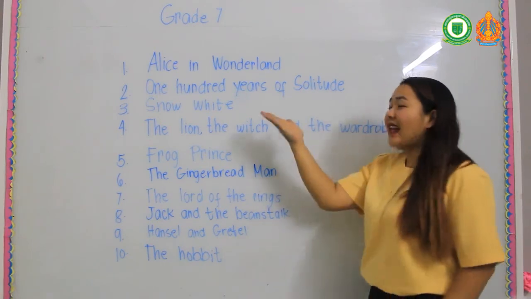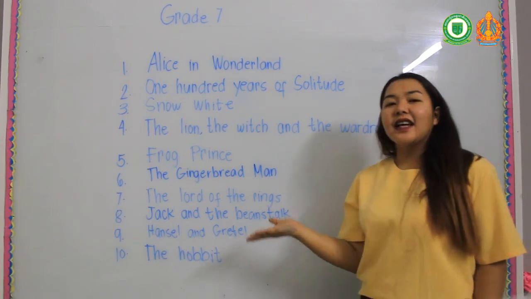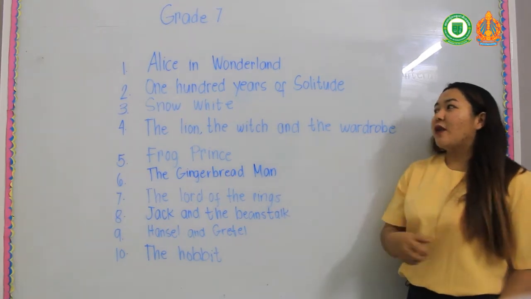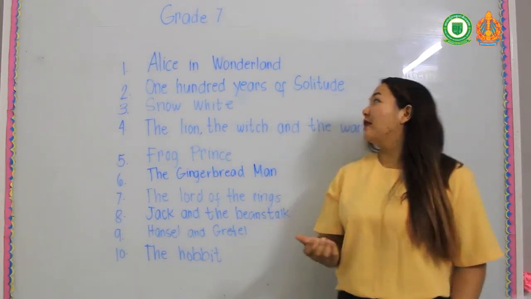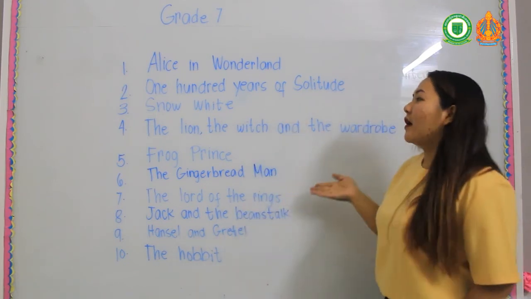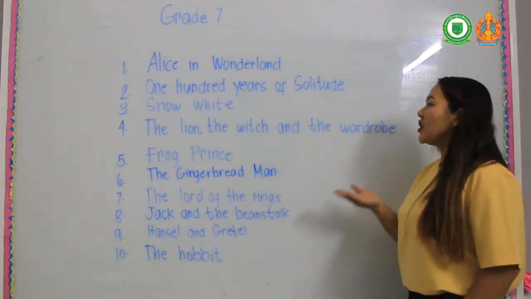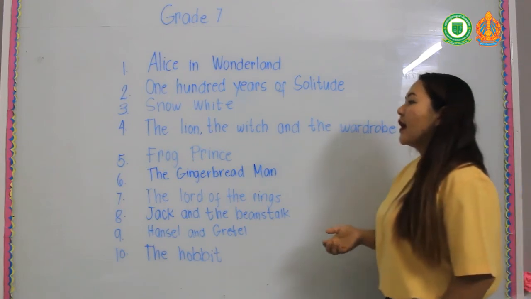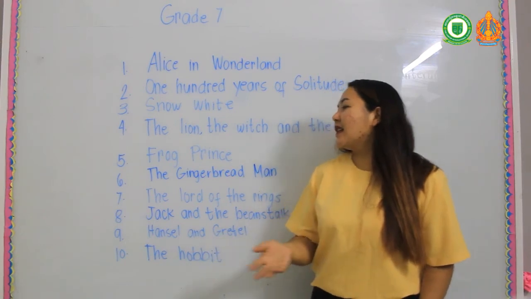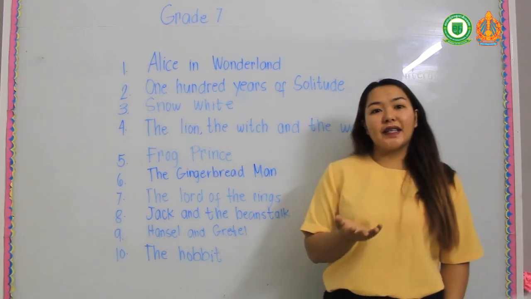Okay, so we have Alice in Wonderland. Is it a fairy tale or a fantasy? So you have to do a little bit of research, okay? Next, we have One Hundred Years of Solitude. Number 3, Snow White. Number 4, The Lion, the Witch and the Wardrobe. Number 5, we have Frog Prince, very famous. Number 6, The Gingerbread Man. Number 7, The Lord of the Rings.